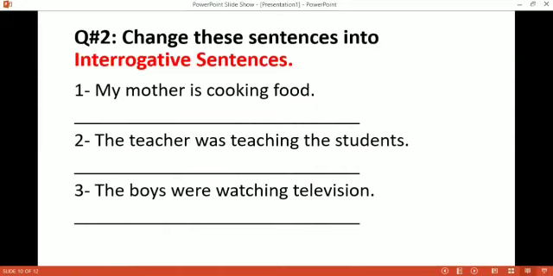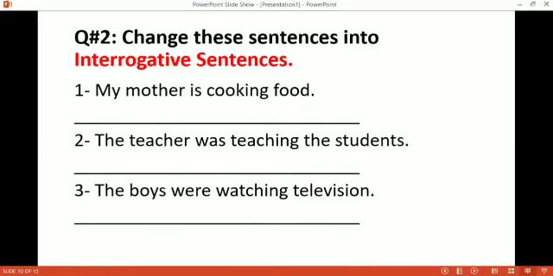Number 2. The teacher was teaching the students. Which helping verb is used here? Yes, was. Was is a helping verb, and what we have to do? We will write was at the start of the sentence. Was the teacher teaching the students? And children, don't use that helping verb again in the sentence. When we write the helping verb at the beginning of the sentence, we will not write that helping verb again in the sentence. It will be a big mistake, okay? Do your work very carefully. The teacher was teaching. Was the teacher teaching the students? Question mark. And the W of Was is capital and the t of the is small.